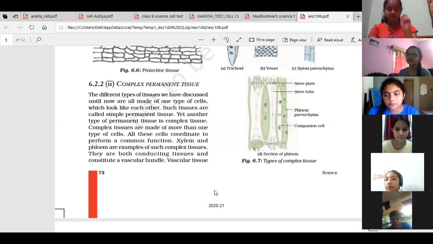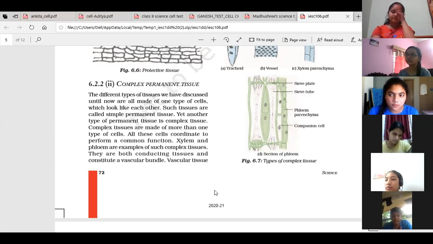So that is the xylem and phloem function. Xylem tissues, their main function is the conduction of water and minerals. The main function is to conduct water, and along with water, water-soluble minerals are transported.